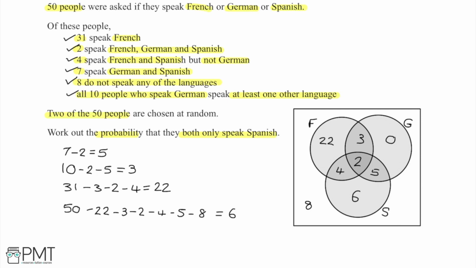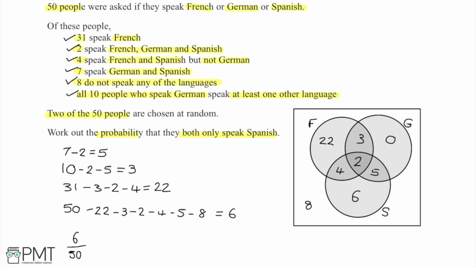So now all of the numbers in the Venn diagram should sum to 50, so 50 people were asked if they speak French, German or Spanish. So all of these values will sum to 50, and we've got this value here of 6 for the number of people that only speak Spanish. So we can now use this to work out the probability that the 2 people chosen at random both only speak Spanish. So the probability that the first person only speaks Spanish is 6, because there are 6 people that only speak Spanish out of the total of 50 people that are asked.